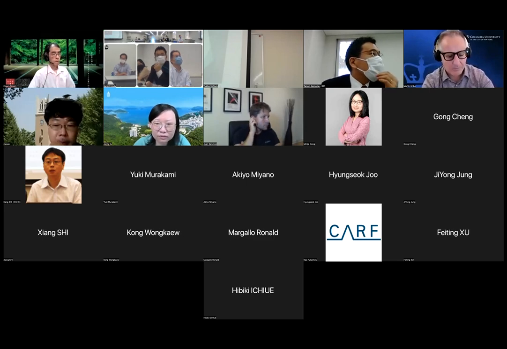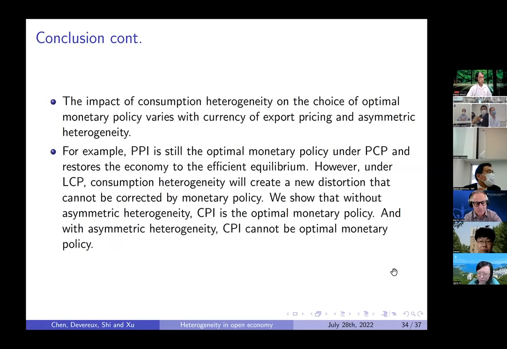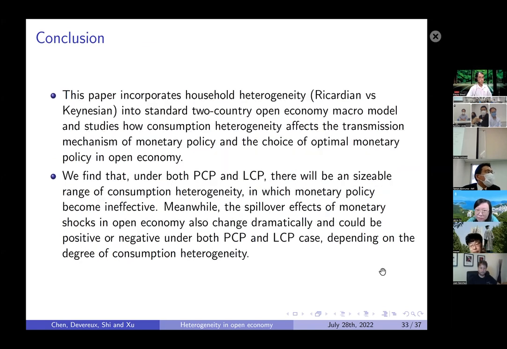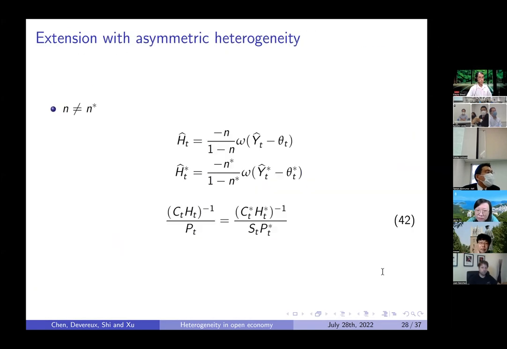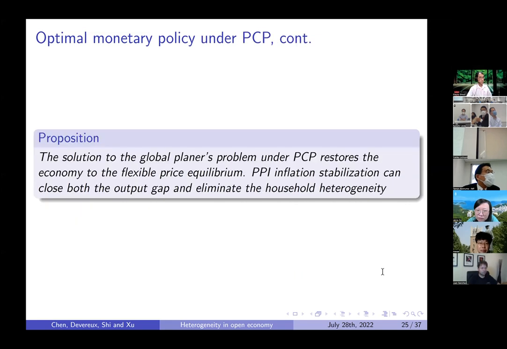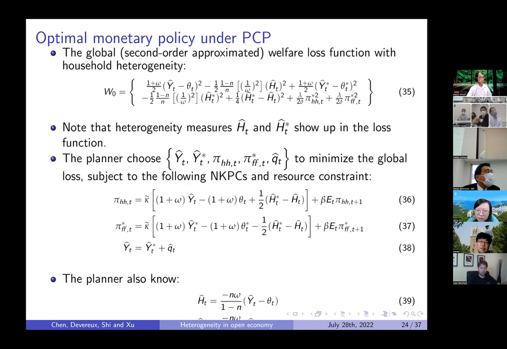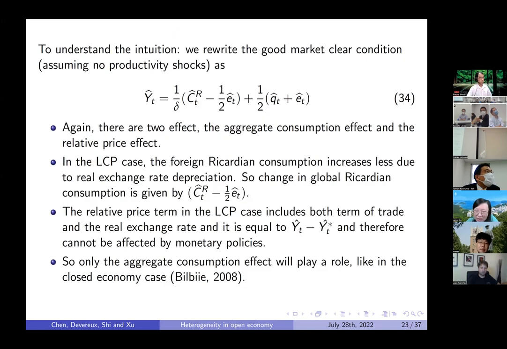Can I ask one quick question? If I understand correctly, Jenny, the consumption heterogeneity is also about a distortion, right? Which distortion is going to be critical? Is it more the price stickiness or the consumption heterogeneity? Technically, they are going to be present in both cases.